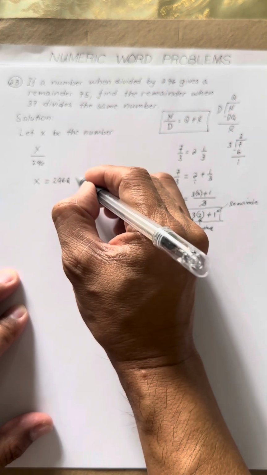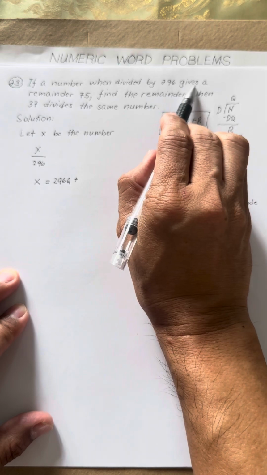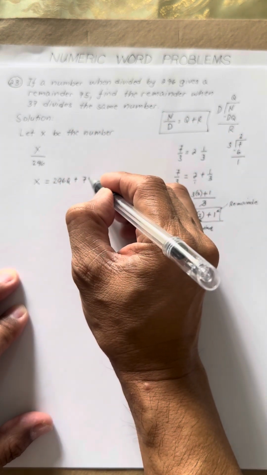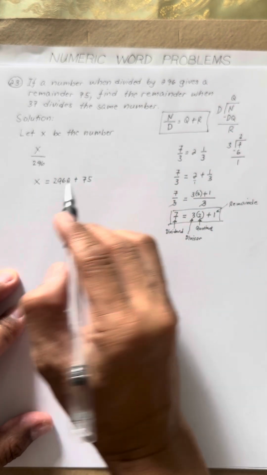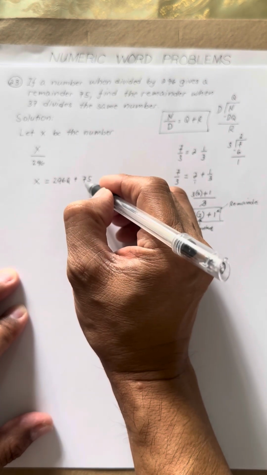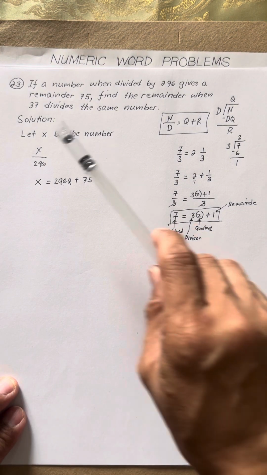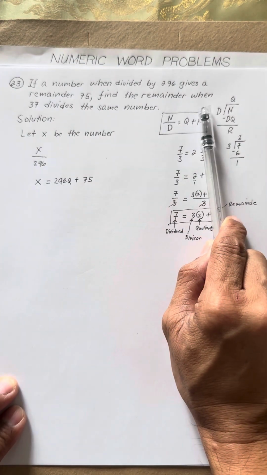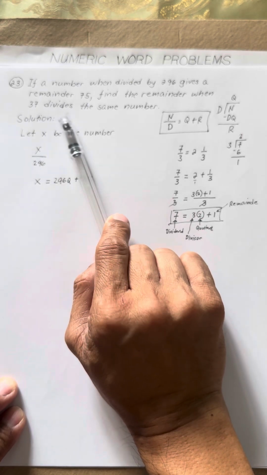Then plus, it says that if a number when divided by 296 gives a remainder 75, so this is our expression. So x equals 296 times the quotient plus 75. Okay? So the problem is we are asked to find the remainder when 37 divides the same number.